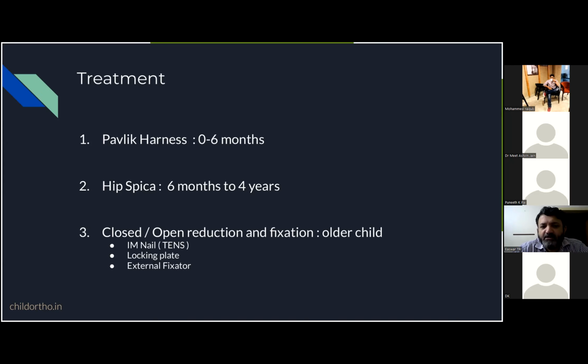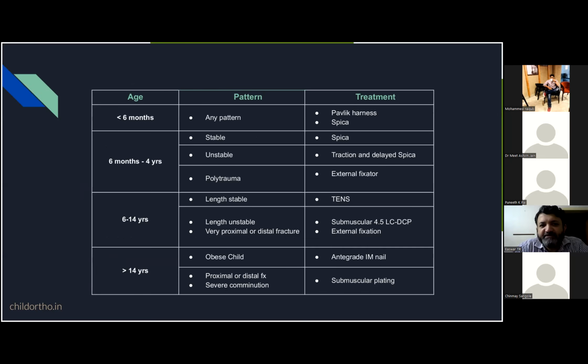And closed or open reductions, that is for, of course, an older child. We have 3 options in that area. We have the IM nail, which is the TENS nail, and then the locking plate and external fixator. And also we could potentially use a standard intramedullary locking nail, which we use in adults. So we'll examine these things when we come to the cases.